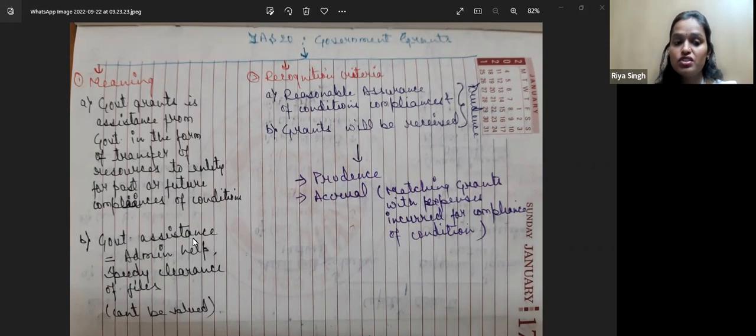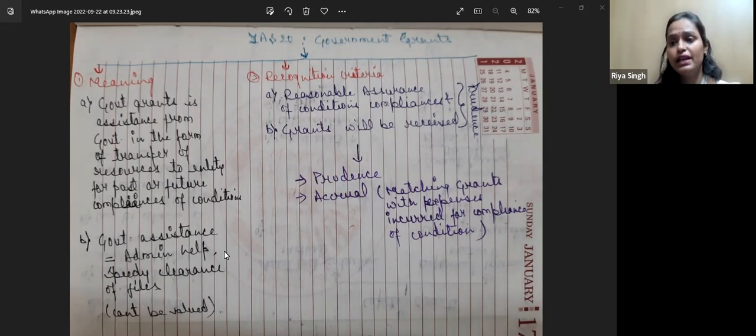Now, what is the second condition? That government assistance should include admin help also. Here, admin help could be like this: you are going to start a business in some underdeveloped state, and you want some help from the government. If you are establishing a business in an underdeveloped state, the government is going to help you for sure. So in that case, they can give you some cash, or they can give you land to establish that business in that underdeveloped state at a very low cost.